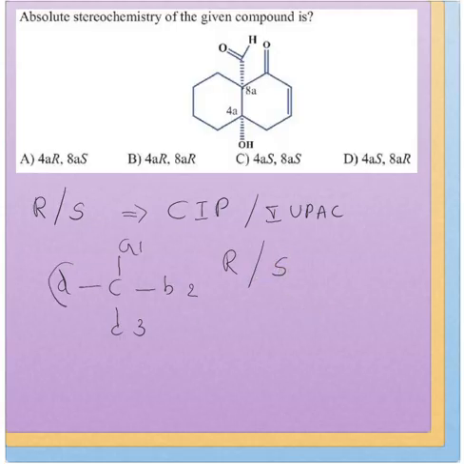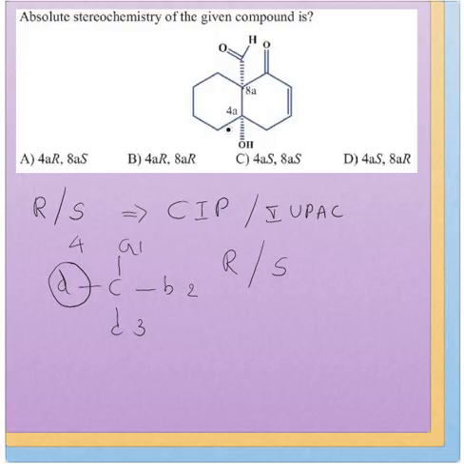But what is the important rule for the fourth priority group? If the fourth priority group is in the vertical, it remains as it is. R remains R, S remains S. If the fourth priority group is in the horizontal position, R becomes S, S becomes R. But that is for the two-dimensional structures.